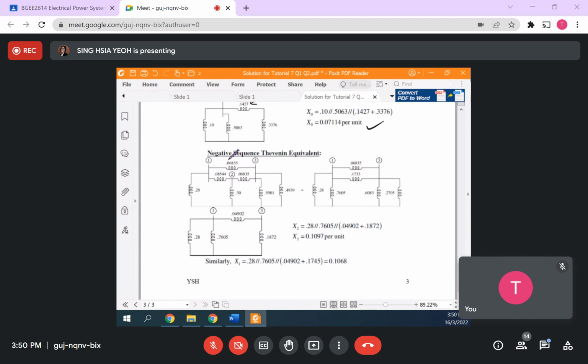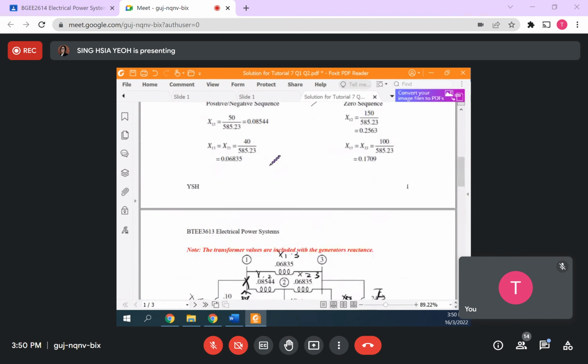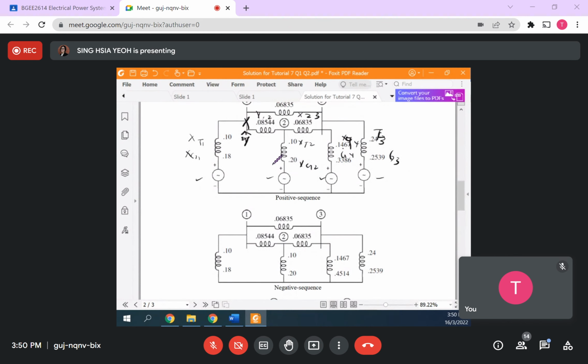So negative and positive sequence are the same. Not exactly the same, a little bit different value, but the same way of doing. T to pi, then parallel here, then series them together. Parallel you get here, this one parallel, you get here, then series them together. Anyone have any problem regarding this? So basically you have your x2 value and x1 value. x2 and x1 are quite similar. You just have slight difference in this value only.